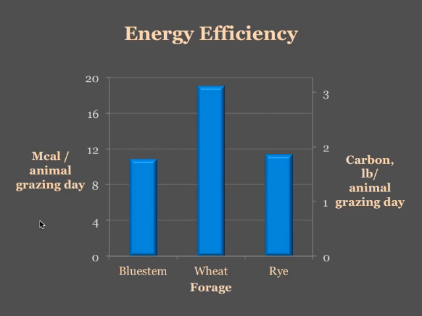Within the integrated system, we had several different forage types: the perennial bluestem, wheat, and rye. What I wanted to do is calculate our energy efficiency on each of these types. What you see here is how much energy was required to produce one animal day of grazing on each of these types. You can see wheat was the least efficient, and bluestem and rye were similar. Bluestem was just slightly lower.